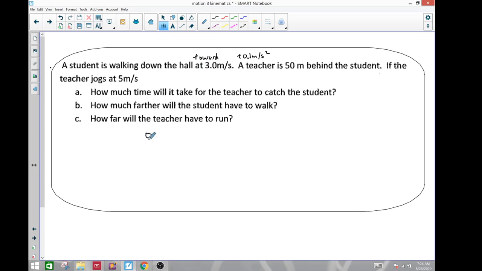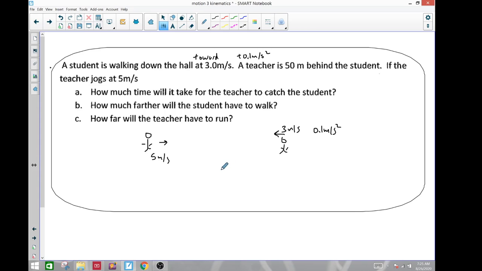So I have myself, the teacher, who's walking this way at 5 meters per second, and then down the hallway is 50 meters, and the kid is walking this way at 3 meters per second, but has an acceleration of 0.1 meters per second squared. So let's set the math up on this one so we can see how this works.